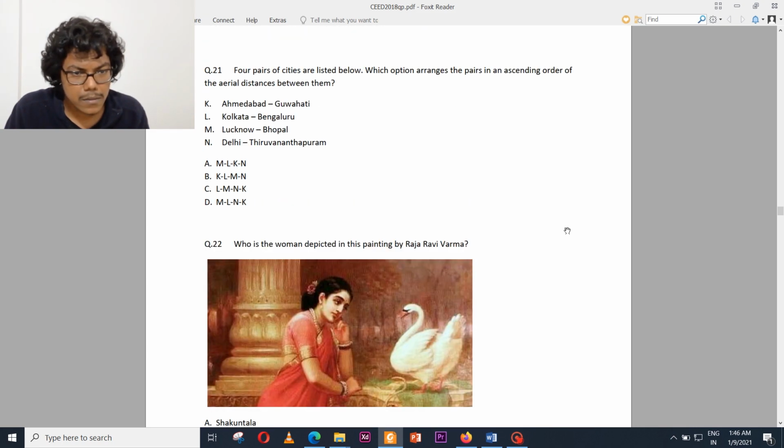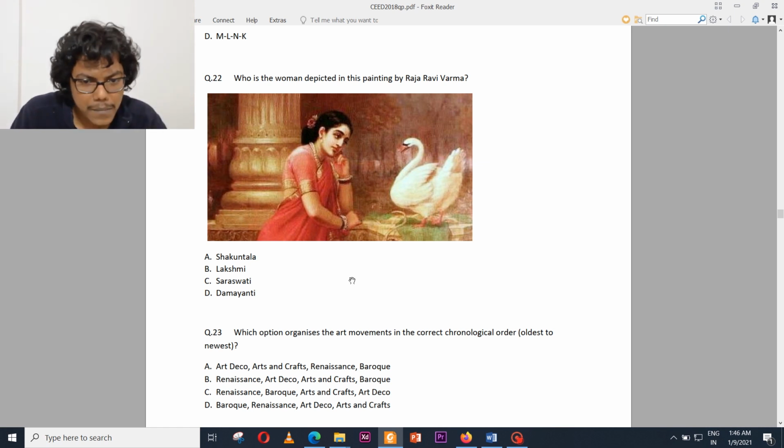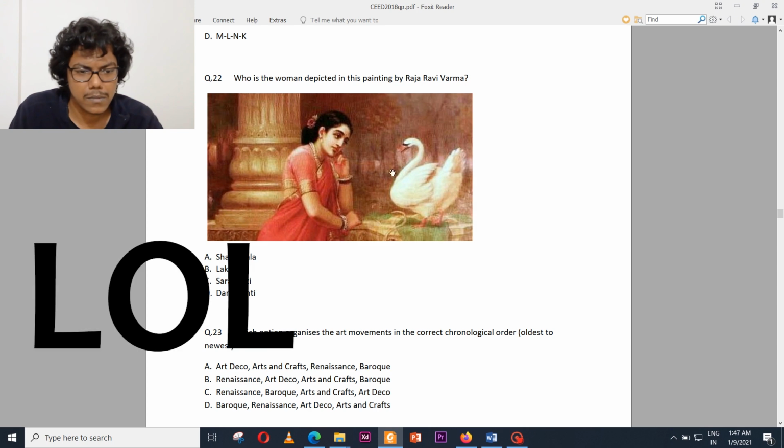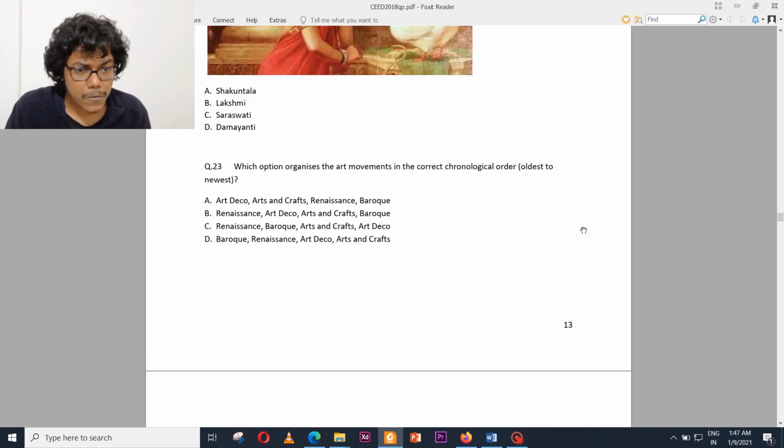ये मेरे से गलती 22 वाला रॉन्ग किया था, मेरे को नहीं पता। आर्ट एंड कल्चर इज लाइक you have to read a lot, and in 22 I had put Saraswati because I saw this. Lol. Okay, skip.